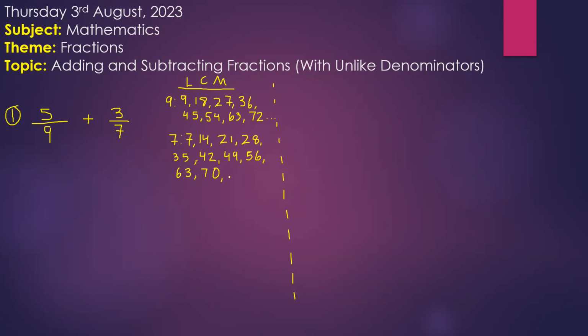And so on. So based on this, Kai, what is the lowest common multiple of these two, out of 9 and 7? 63. Yeah, so it's 63.